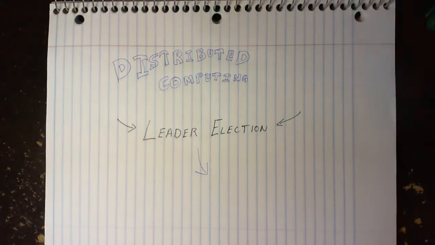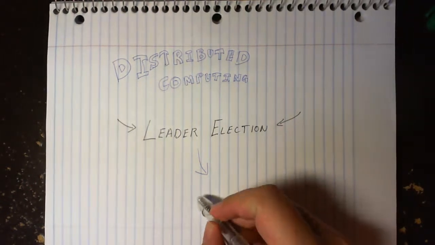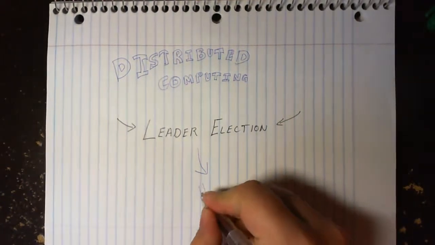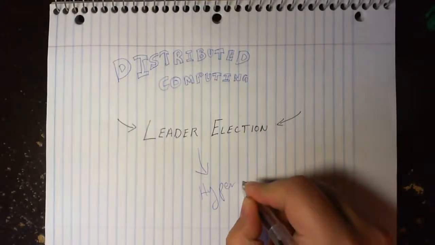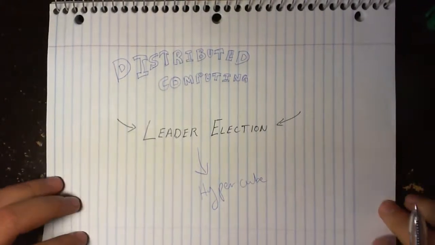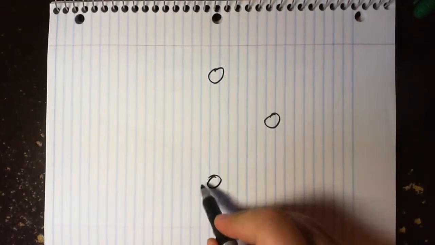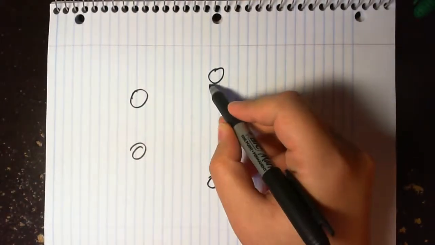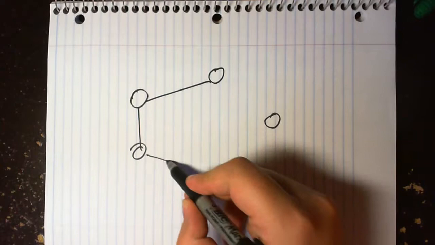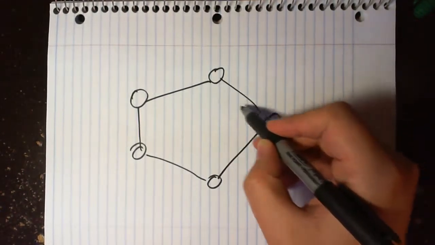Hello everyone. We're going to be looking at a leader election algorithm, a distributed computing algorithm, in the Hypercube. This is a distributed computing algorithm, so basically you have computers connected in a network. Let's say I have a set of computers like this, and they have connections between each of them.